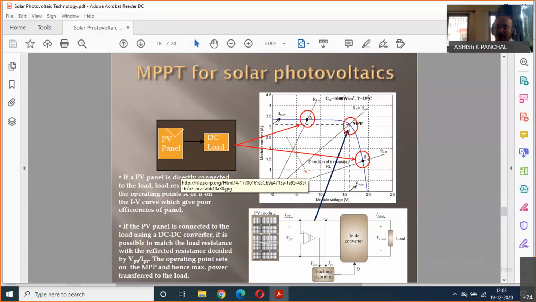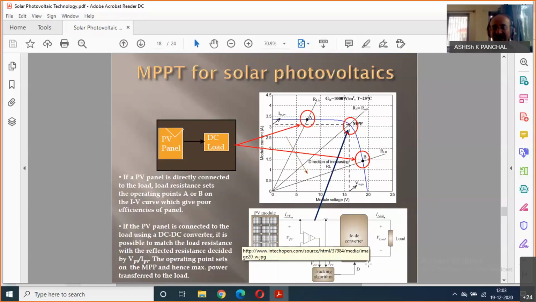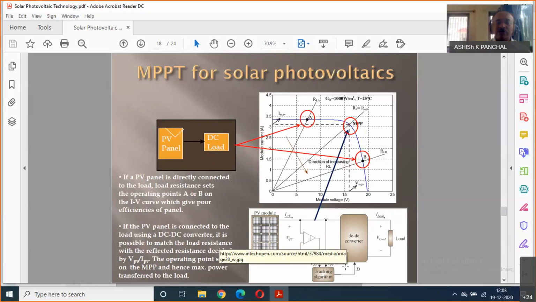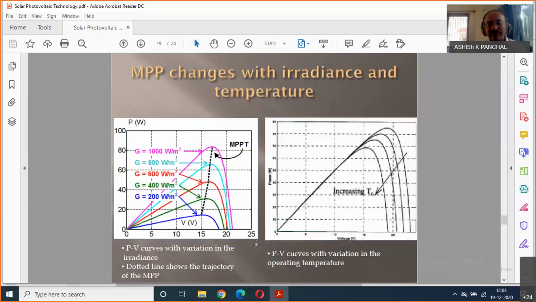So let me tell you, no PV system works well without this. Whenever you employ this, in a PV system where there is PV, these are used. Now you can see throughout the day.